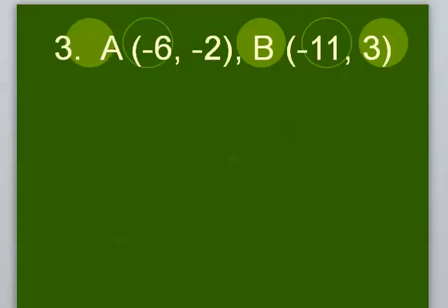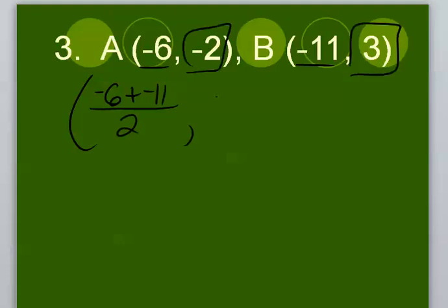Again, your directions for this would say find the midpoint. We want the midpoint, the point in the exact center of the two points (-6, -2) and (-11, 3). We're going to add the x's, -6 plus -11. Once we do that, we'll divide by 2. And we're going to add the y's, -2 and 3. Once we add those, we'll divide by 2.